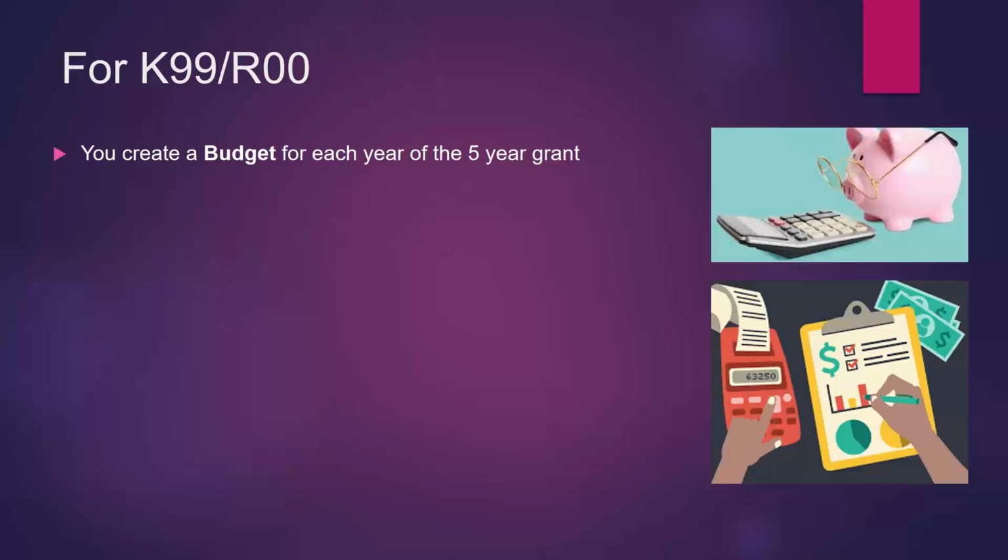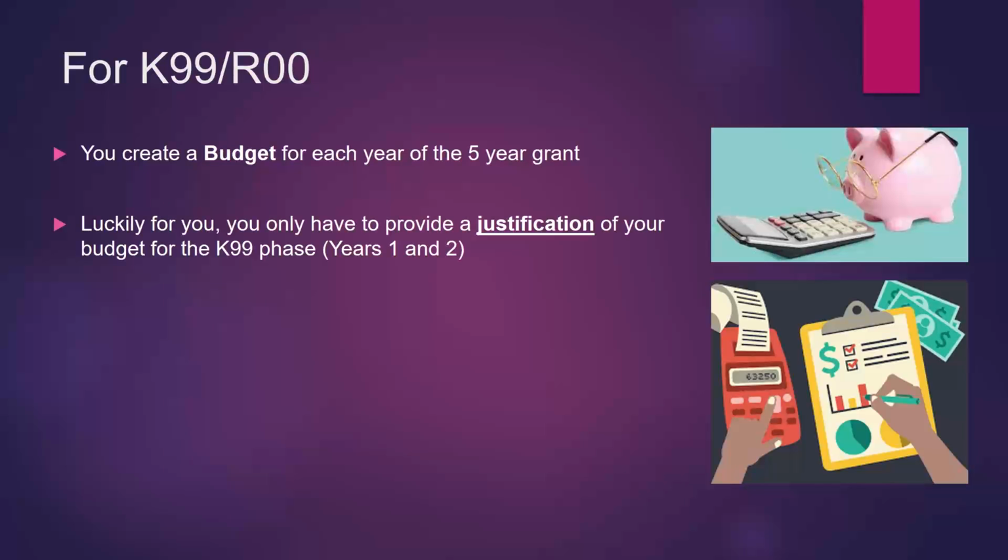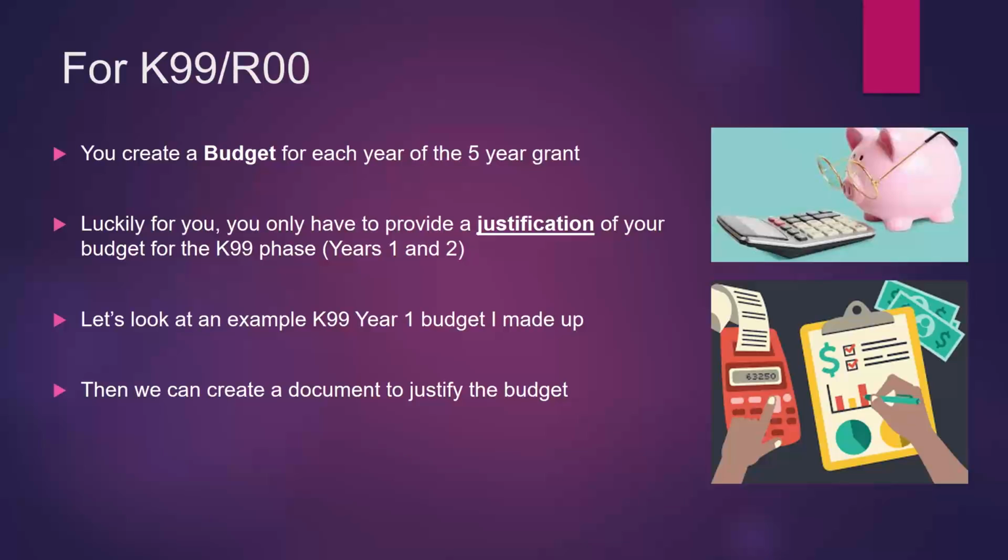For K99R00, you create a budget for each year of the 5-year grant. Luckily for you, you only have to provide a justification of your budget for the K99 phase, so years 1 and 2. Let's look at an example K99 year 1 budget I made up. Then we can create a document to justify this budget.